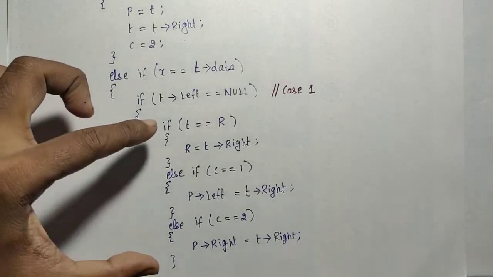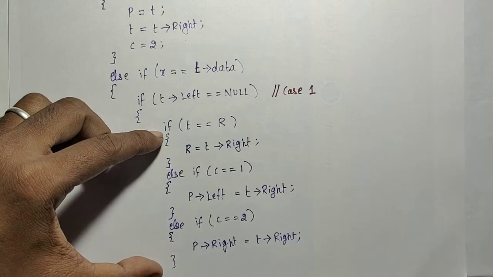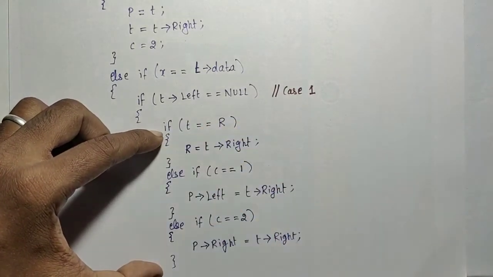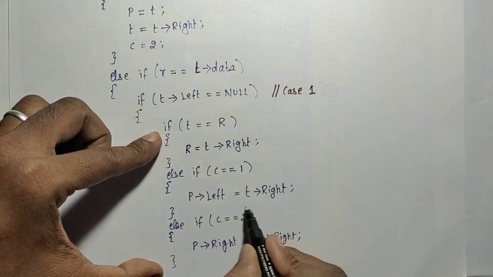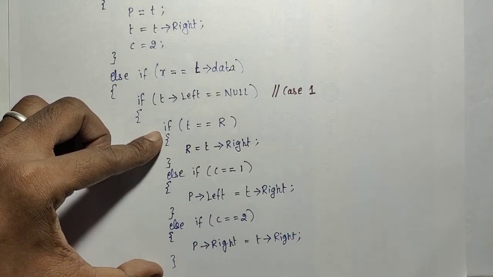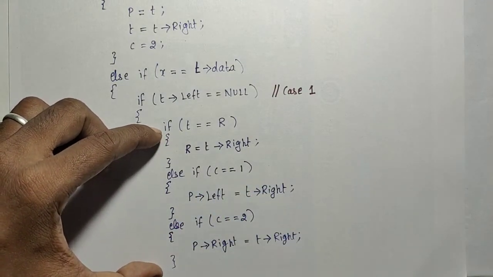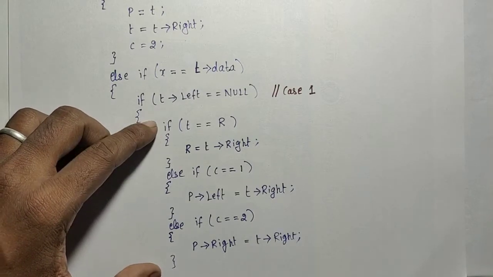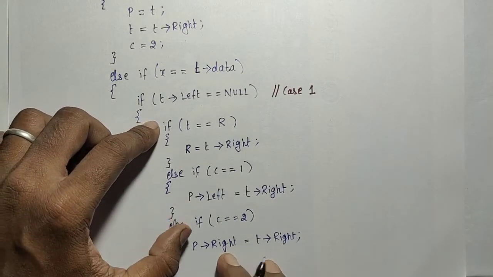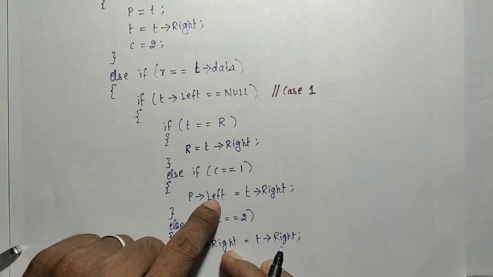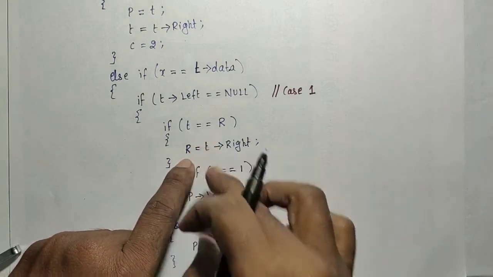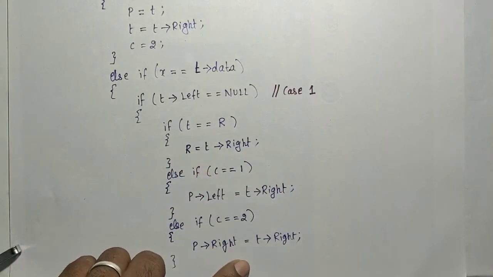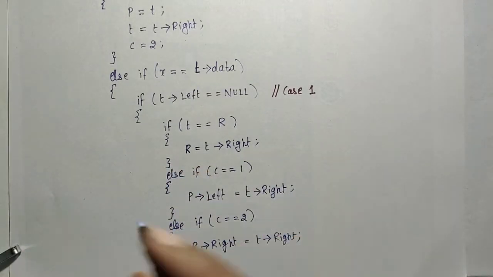So easily we can understand the code. In case 1, if the left of the node is null, I just want to join the t of right. I have to consider the t of right link to its parent. So the parent's right side you have to join, or the left side you have to join, or if no parent is there for it. So what are the 3 cases? Based on this condition, correct?